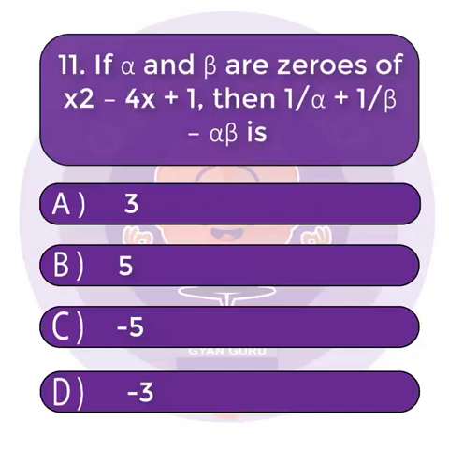If alpha and beta are zeros of x² − 4x + 1, then 1/alpha + 1/beta − alpha beta is: a. 3, b. 5, c. −5, d. −3.